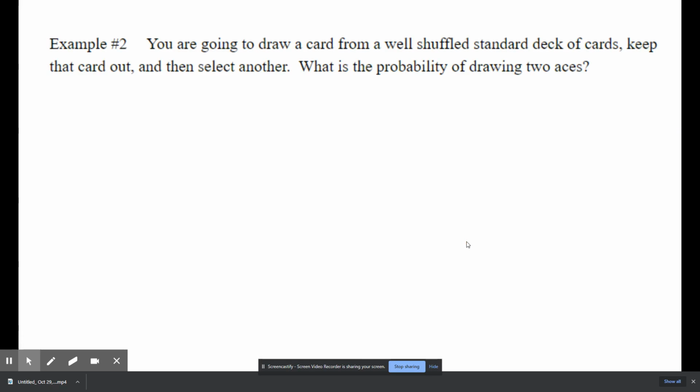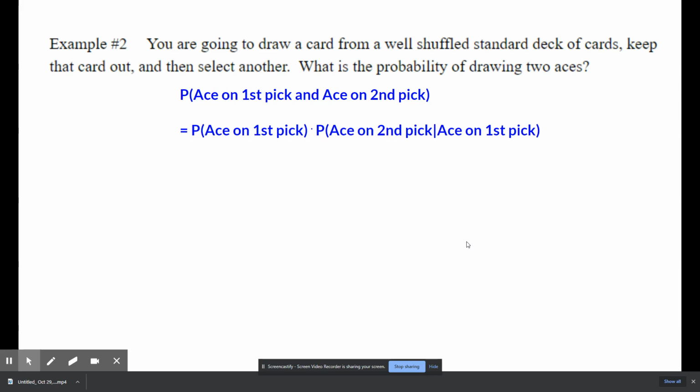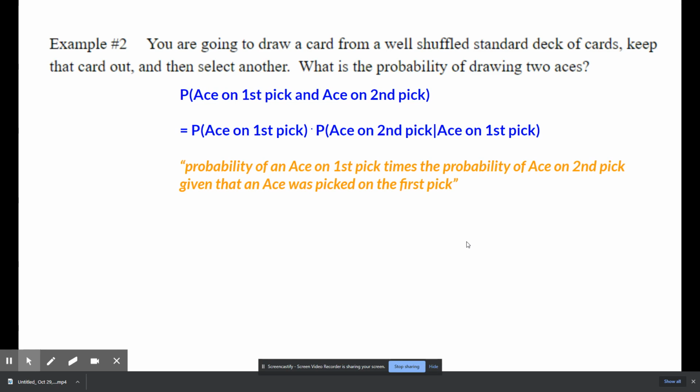You're going to draw a card from a well-shuffled standard deck of cards. Keep that card out, then select another, drawing two aces. So this is what we're trying to do: an ace on first, an ace on second. So we break it apart: ace on the first and then an ace on the second, given that, or imagining that, we got an ace on the first pick. In other words, we assume we get what we want on the first one.